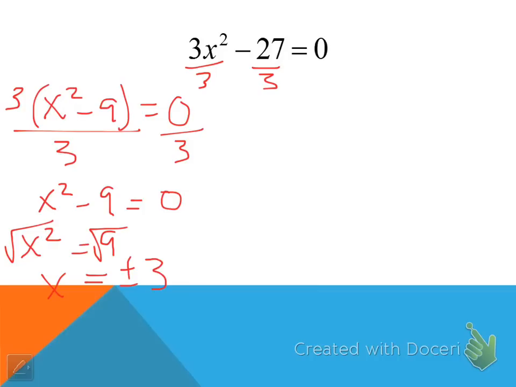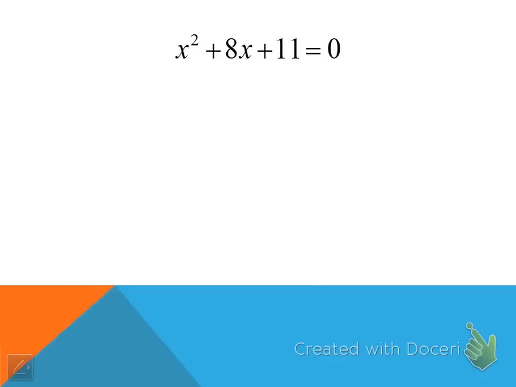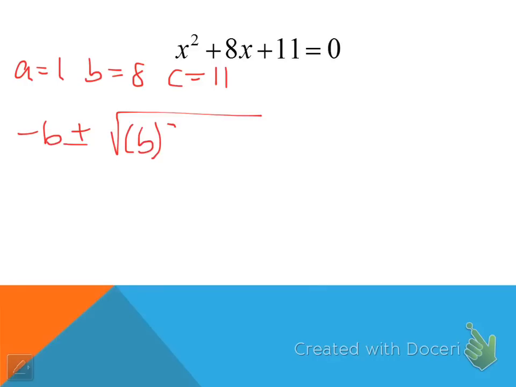Okay, if I wanted to use the quadratic formula for this, I could start with my 3x squared minus 27 equals 0. So my a would be 3, my b in this case would be 0, and my c would be negative 27. So you just have to make sure that you have that b equals 0 on that. Okay, so in this next one, a equals 1, b equals 8, and c equals 11. So we have our negative b plus or minus the square root of b squared minus 4ac, all over 2a.